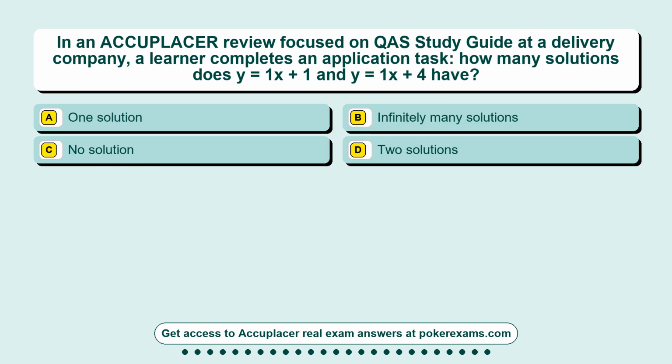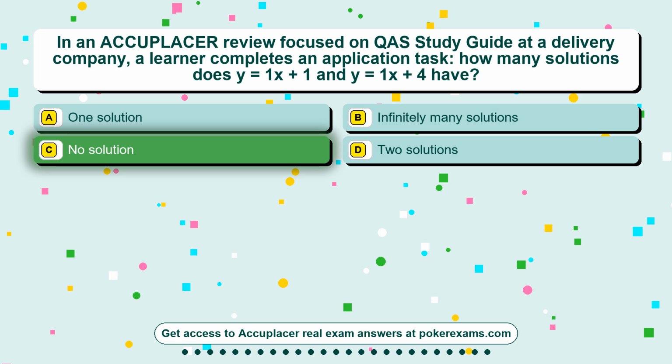Question 7. In an ACCUPLACER review focused on QAS Study Guide at a delivery company, a learner completes an application task. How many solutions do y = 1x + 1 and y = 1x + 4 have? Option A, 1 solution. Option B, infinitely many solutions. Option C, no solution. Option D, 2 solutions. The correct answer is option C, no solution.